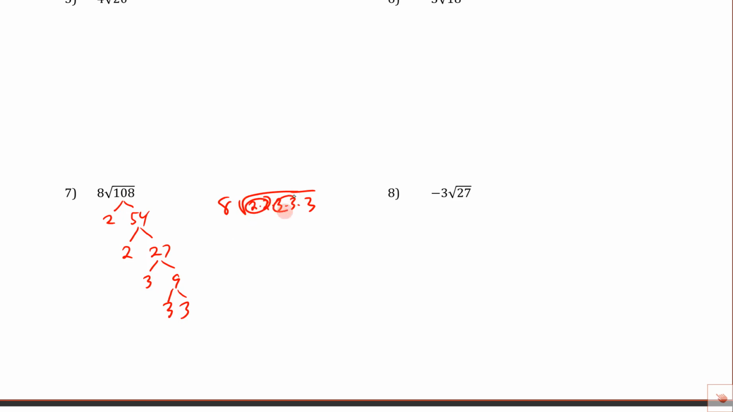So a pair of 2's, pair of 3's. So we have an 8, a 2, and a 3 on the outside. That last 3 is stuck underneath there because there's nothing to pair it up with. This makes a 6. 2 times 3 is 6. Times 8 is 48. Radical 3. We'll circle that, and we're all set to go. All right, that's typical of the assignment, so good luck there.